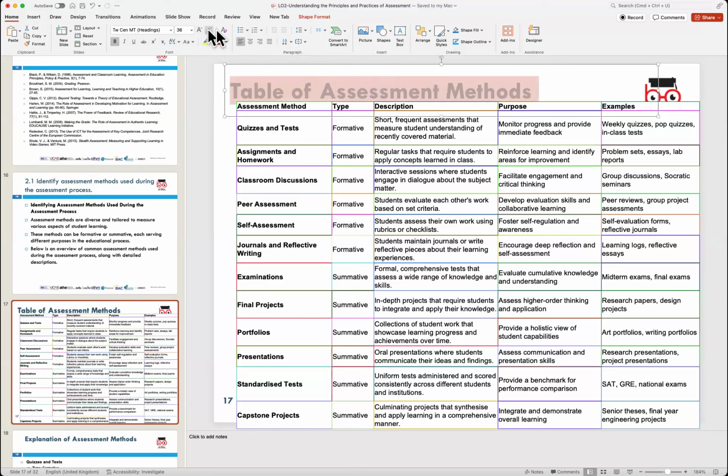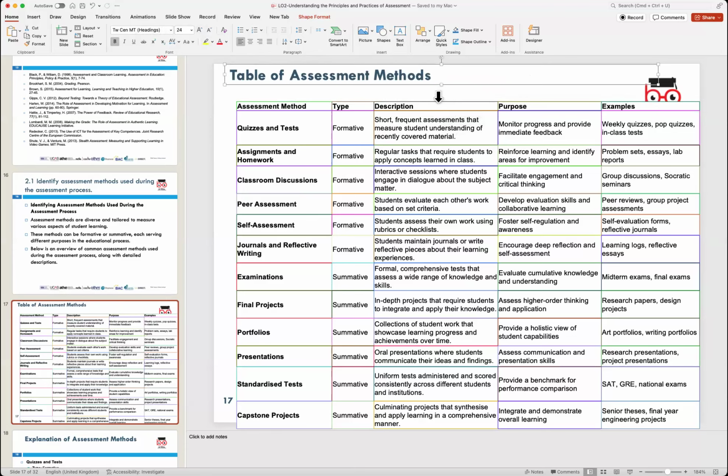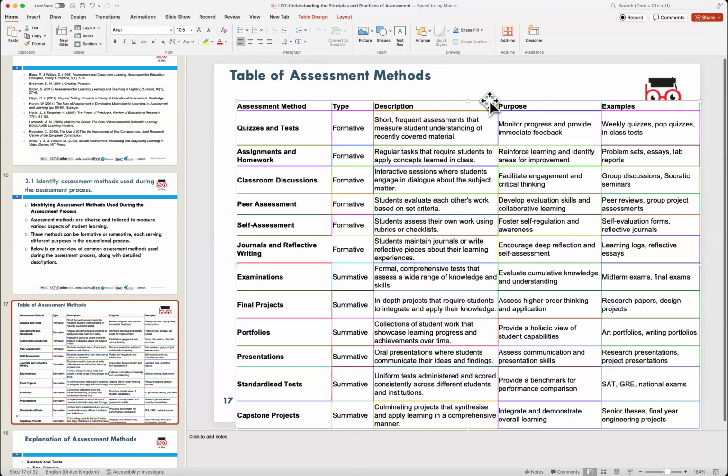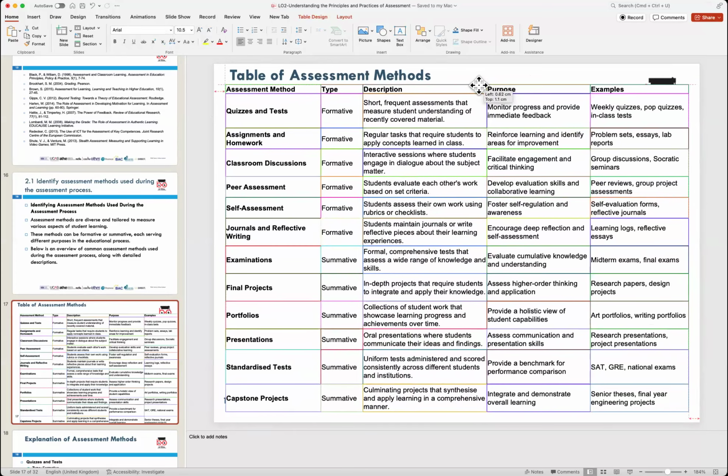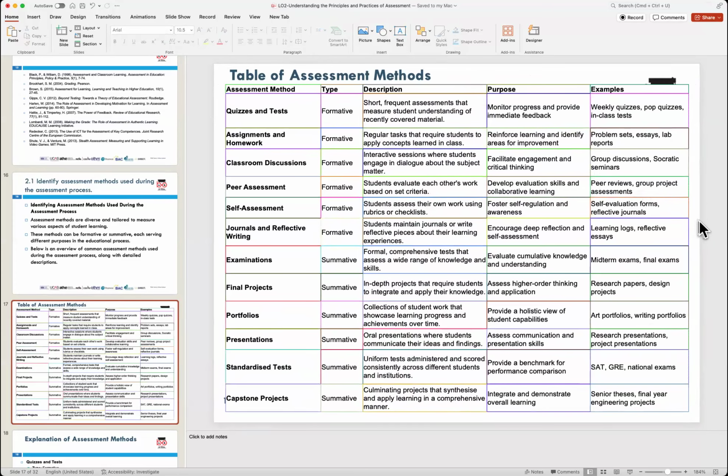And this would be a bit of a summary when we look at discussing this particular task or the assessment criteria 2.1. Generally speaking, when we look at different types of assessment methods, and we talk in terms of what they are used for and the appropriate stage at which they are used, you would be looking at these different types: quizzes, assignments, class discussions, peer self-assessment, reflective statements, examination, final projects, portfolios, presentations, standardized tests. For example, when people sit GCSE or A-level exams, or you sit an exam for functional skills.